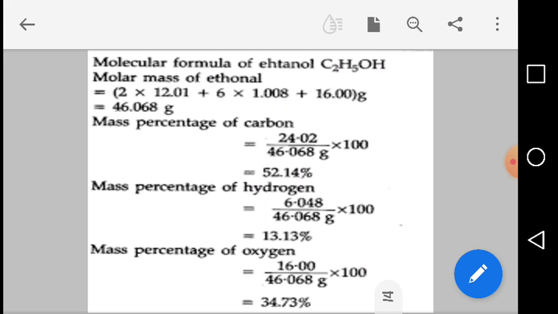In the same way, we can get the mass percentage of hydrogen. The mass of hydrogen is 6.048. The molar mass of ethanol is 46.068, multiplied by 100, and the mass percentage of hydrogen is 13.13%. And likewise, we can get the mass percentage of oxygen: 16 over 46.068 into 100, and the mass percentage of oxygen is 34.73%. So dear students, from these three examples from the same compound, we can easily understand how we can calculate the mass percentage of any element in the given compound.